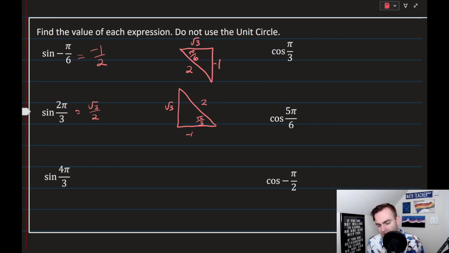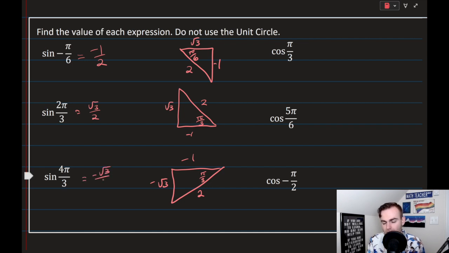Sine of 4 pi over 3 is 1/3 larger than a whole pi. So we're in quadrant 3 now. And mine might not be to scale, but pi over 3 is the larger of the two angles. So this is 1, this is root 3, this is 2. And we went left, so it's negative. We went down, so it's negative. Sine would be root 3 over 2, negative. Not bad.